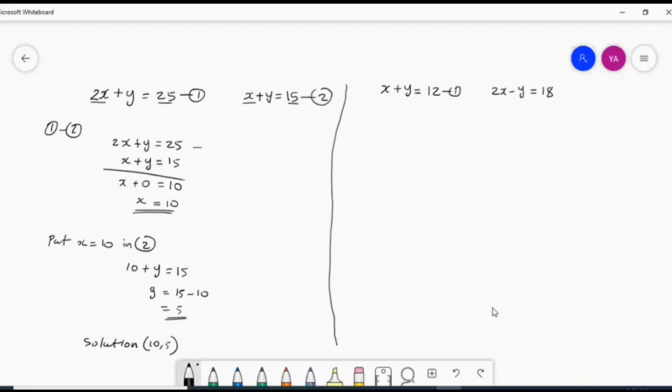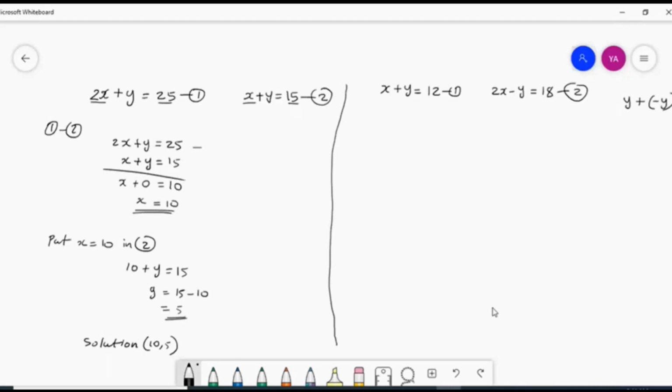Equation number 1 and equation number 2. If you subtract, we cannot cancel any variable here, but if you add, what will happen? Plus y and minus y we can cancel, right? When you add, what is y plus minus y? Y plus minus y is 0.